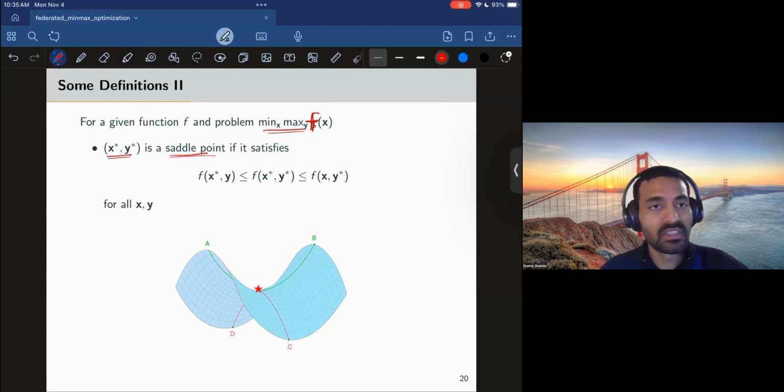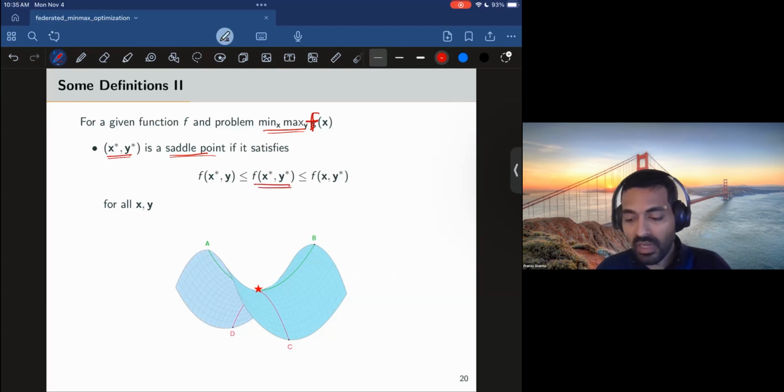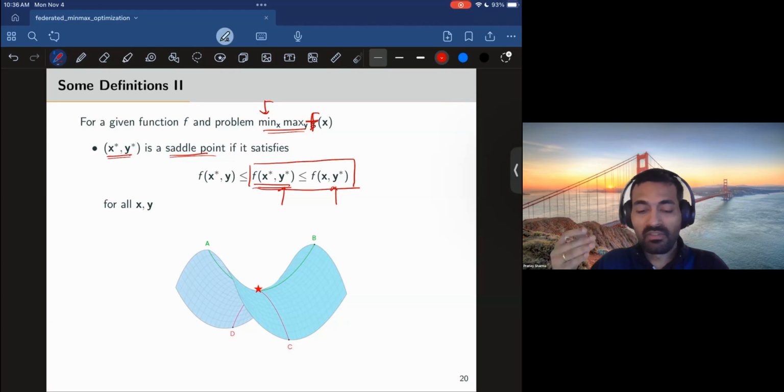If a specific point is a saddle point, it means the following. Look at the function value at the saddle point. Because you are minimizing the function with respect to x at the saddle point, keeping y the same, if we keep y the same, y star in both these cases, then x star minimizes this function. On the other hand, because we are maximizing the function with respect to y, suppose we keep x star the same, then y star is maximizing the function.